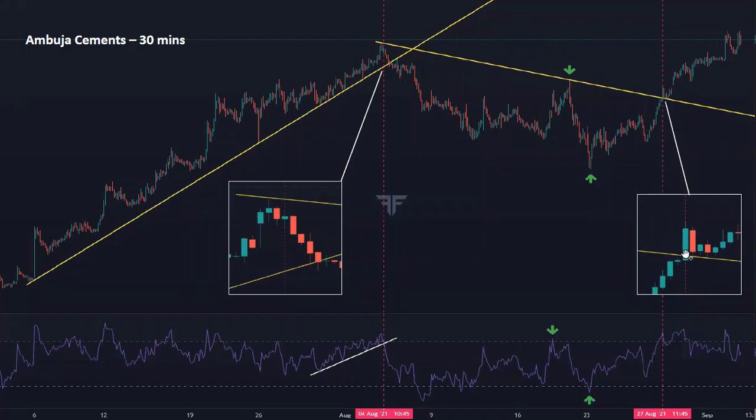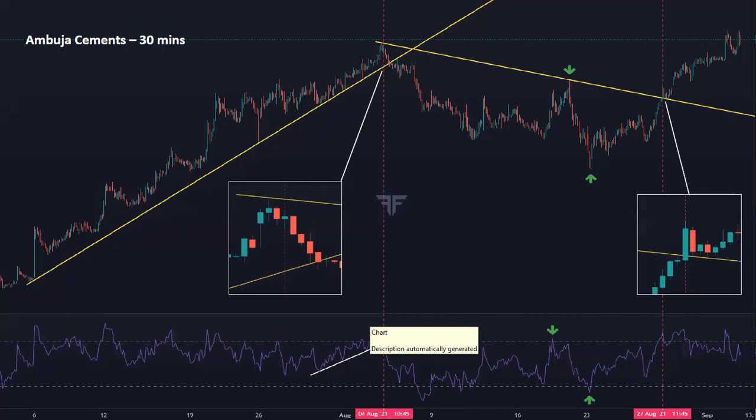Stop loss for this trade, you could keep a few ticks above the low of this tall green candle that led to price breaking above the trend line. So that is how you can combine RSI with trend lines. In this particular case, I combined the trend line in price with this trend line breakdown in RSI, and it worked very well. You could consider drawing other tools as well.